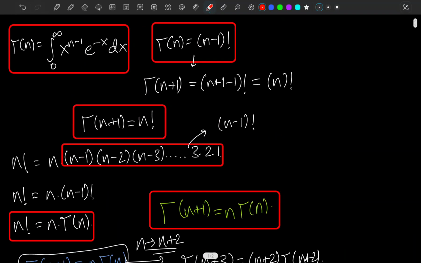For this video I'm just going to leave it here. I'm going to bring some more videos on the gamma function itself. I will be talking about some generalization of integrals, and those integrals are really classic.